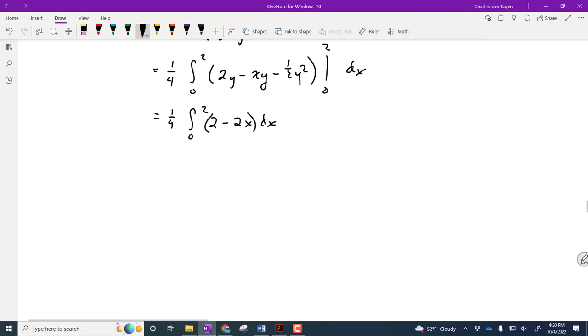And so we end up with 1/4 times 2x minus x squared, evaluated between 0 and 2, and it comes out to be 0. Pretty boring. Yeah, shucks. Let's look at a picture of that.